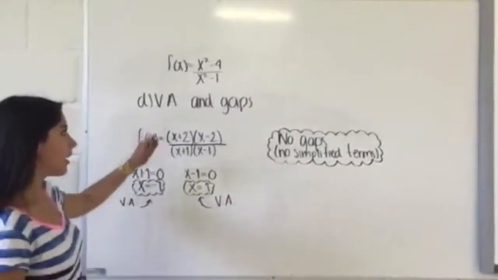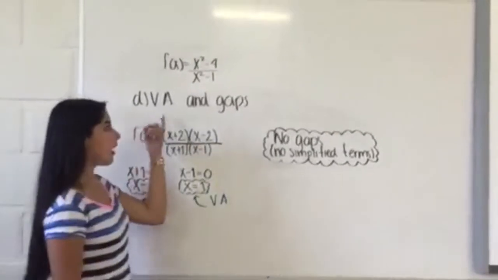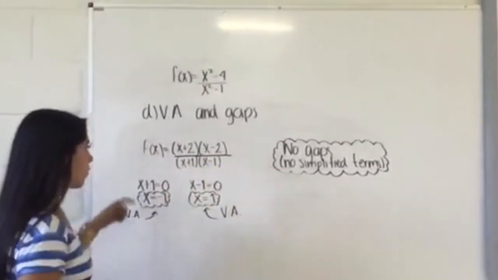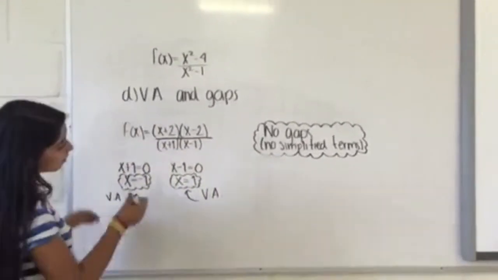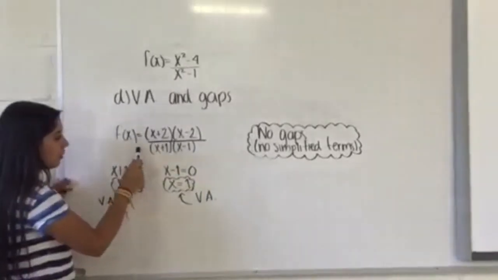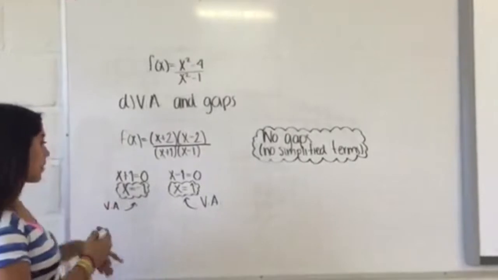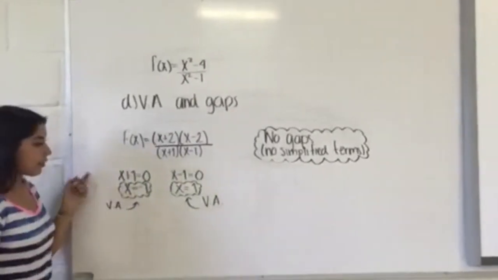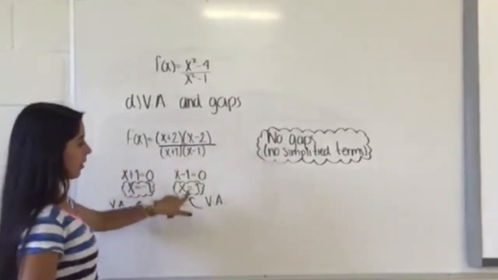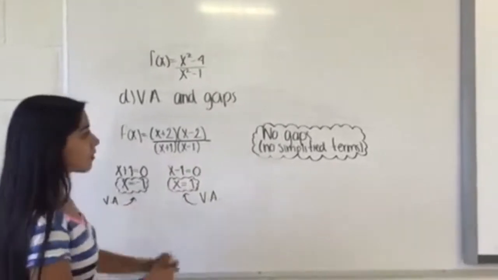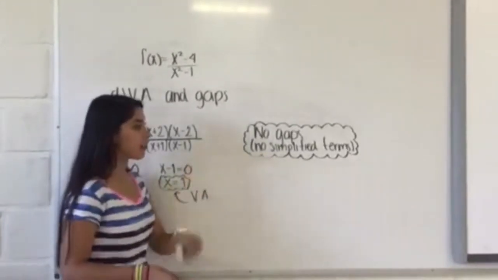You need to find vertical asymptotes and their paths. So to find the vertical asymptotes, you need to set the denominator equal to 0. So there is a vertical asymptote at x equals minus 1 and at 1. And there are no gaps because there is nothing to simplify.